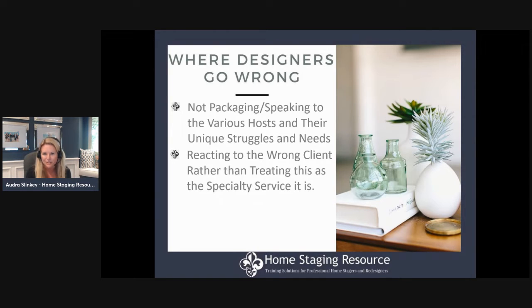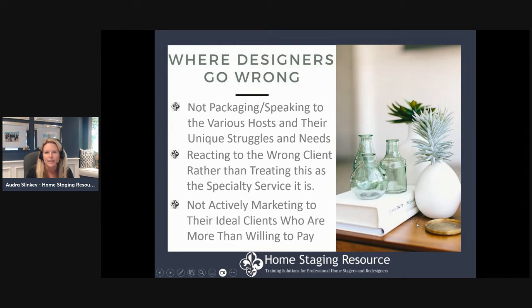This is not a design service. This is not a staging service, you guys. This is Airbnb design. It is a unique kind of niche, and specializing it means you understand that. And not actively marketing to your ideal clients who are more than willing to pay.